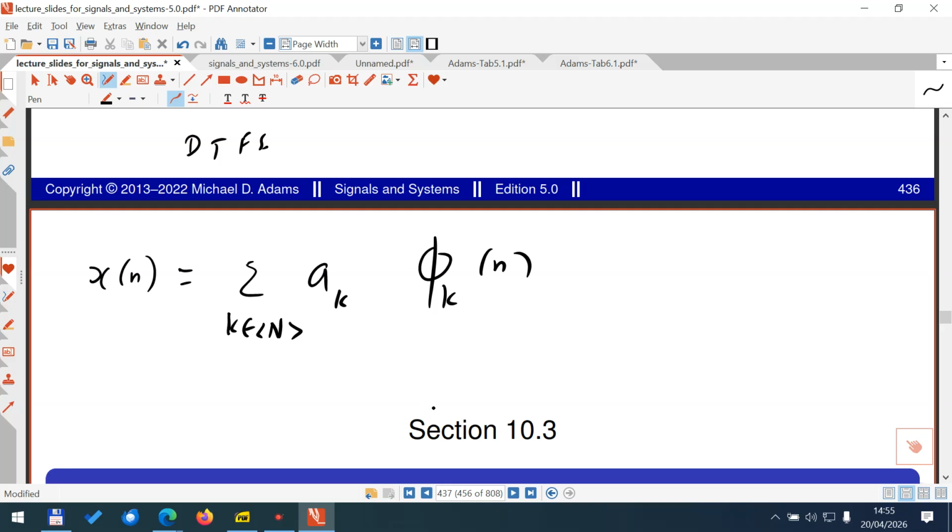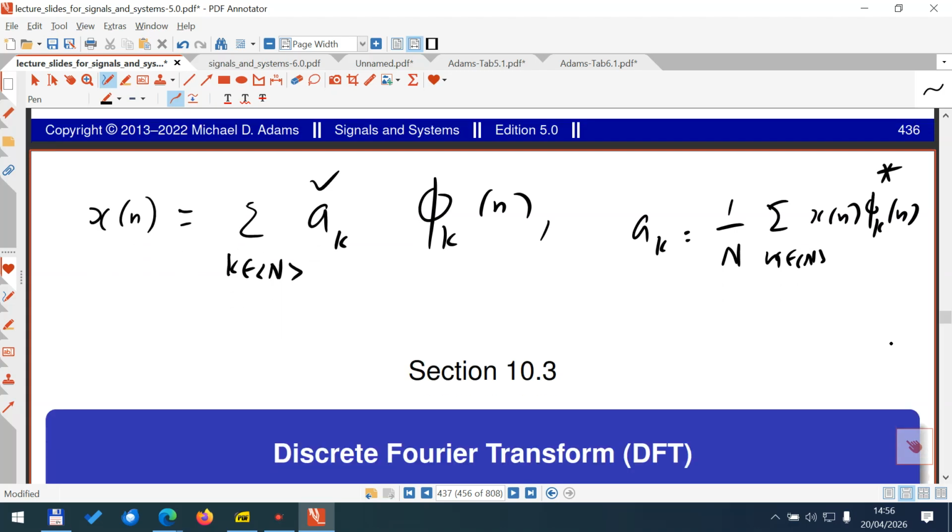When I say one period, I mean the set of values of small n, small k, which span only one period. And to get these coefficients a_k, you need a formula which is 1 over N, sum over one period again. This time it will be n, because you want to get rid of n here, and it will be x of n times phi k of n, the complex conjugate.